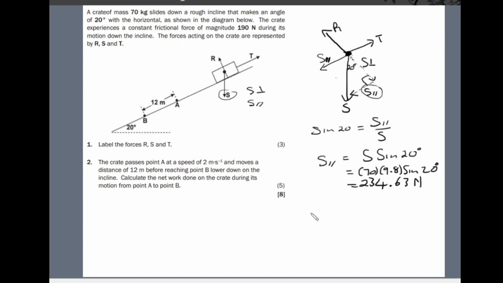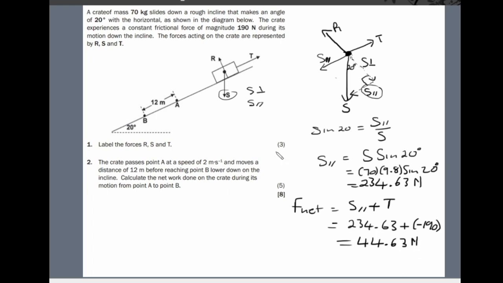Now from here we can calculate the net force acting on the object, right? We can say F net is equal to S parallel plus the force of friction, which is T. So this will be 234.63 minus 190, the force of friction. So this will be 234.63 minus 190 is 44.63. This will be 44.63 newtons.